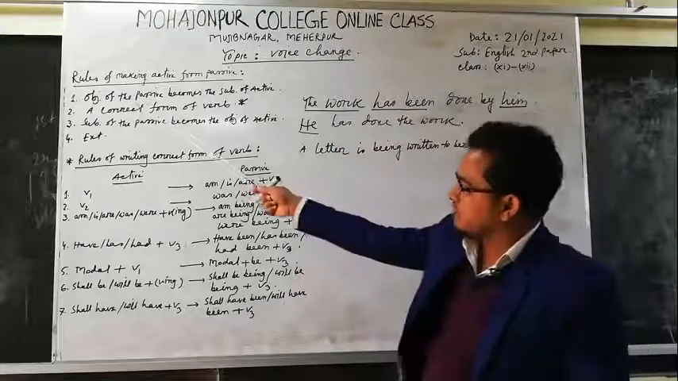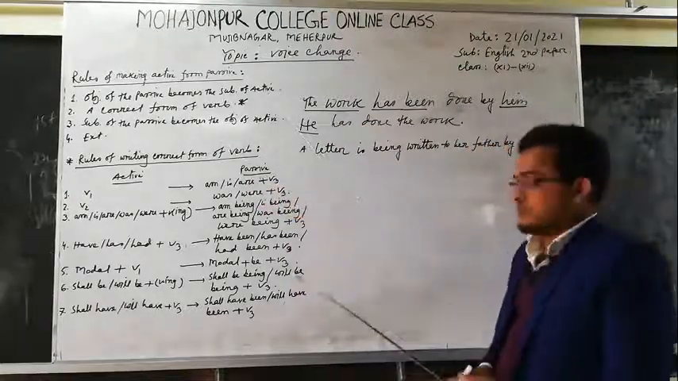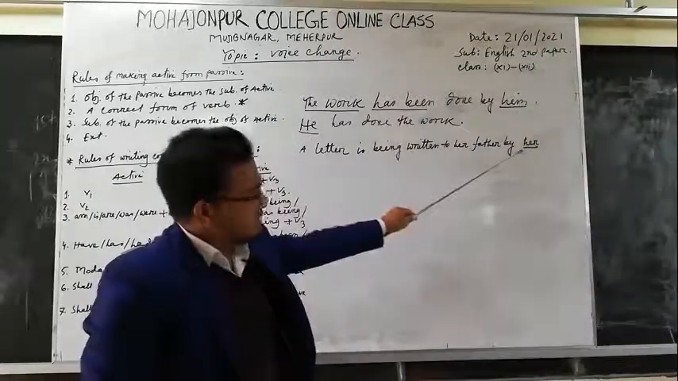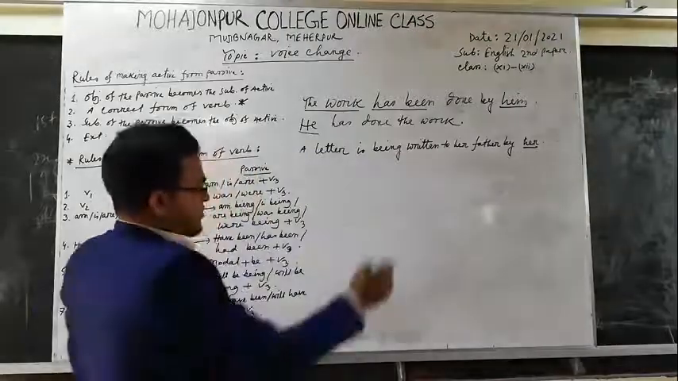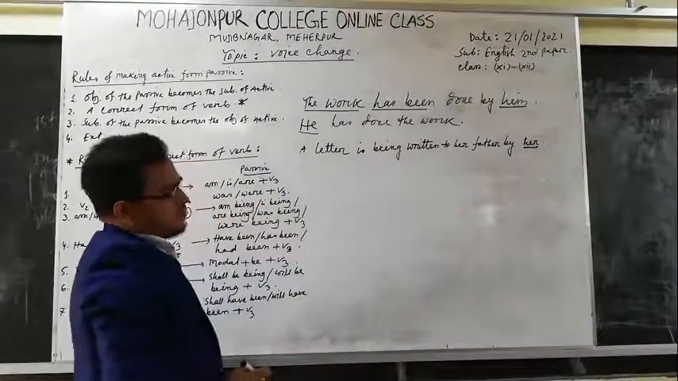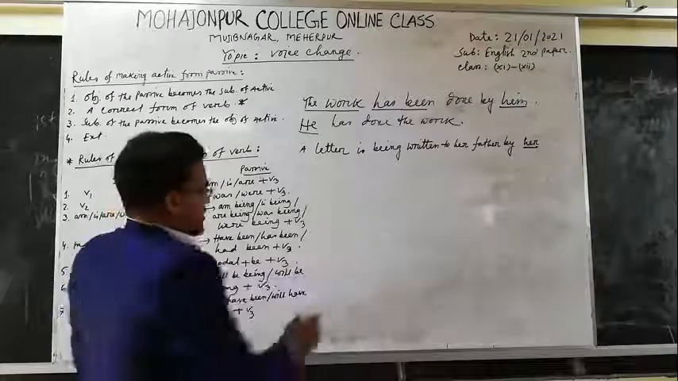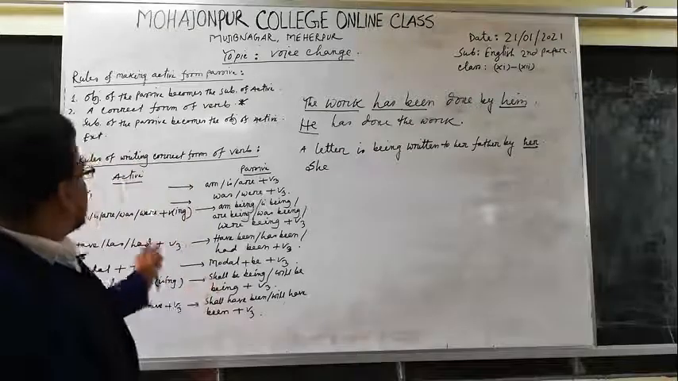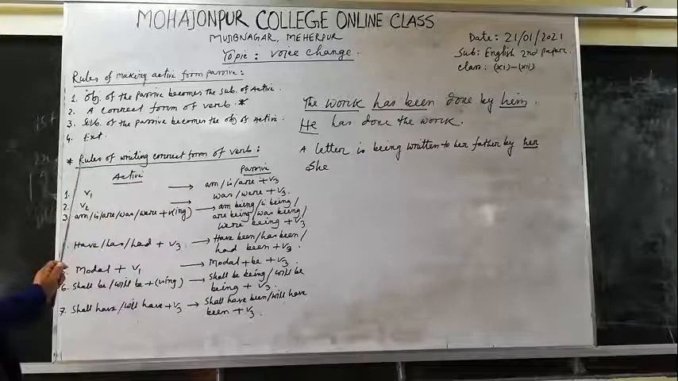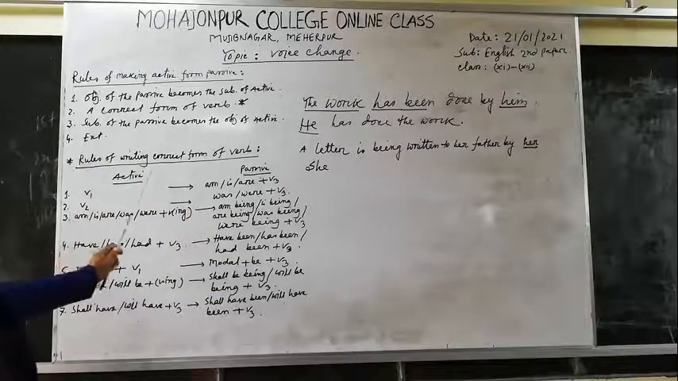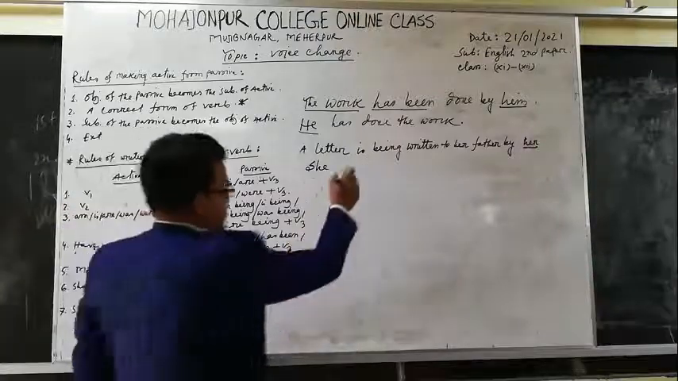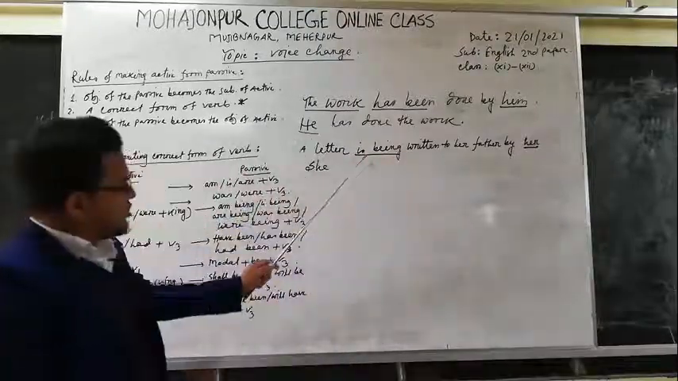Number one, object of the passive becomes the subject of active. Here there is an object in the passive voice, her, so it will become the subject of an active, and you know the subject form of her is she. Okay, we have to write she here, and then according to the rules we have to put a correct form of verb. We have to use a correct form of verb by noticing the auxiliary verb of passive voice. Auxiliary verb here is being.